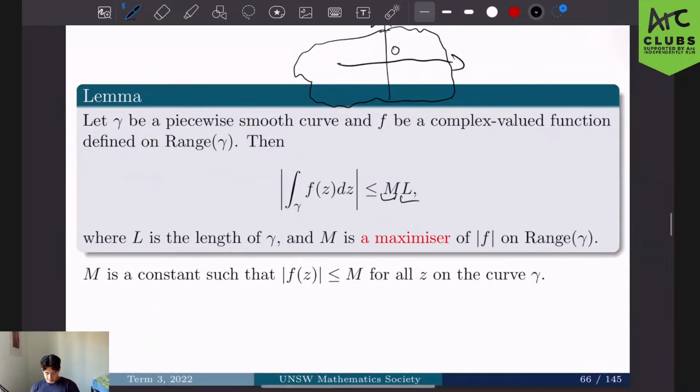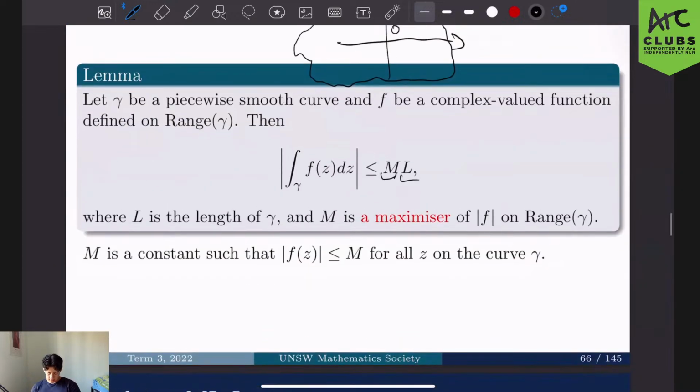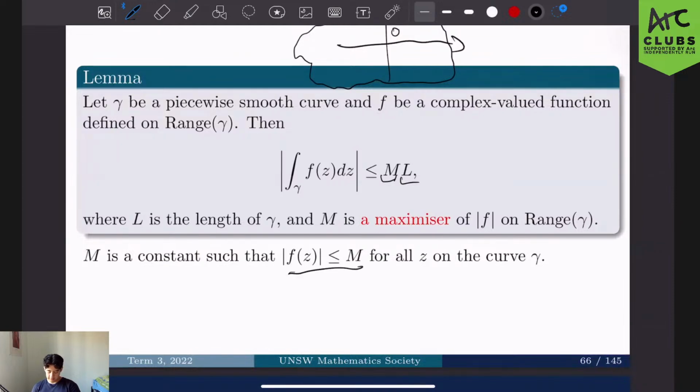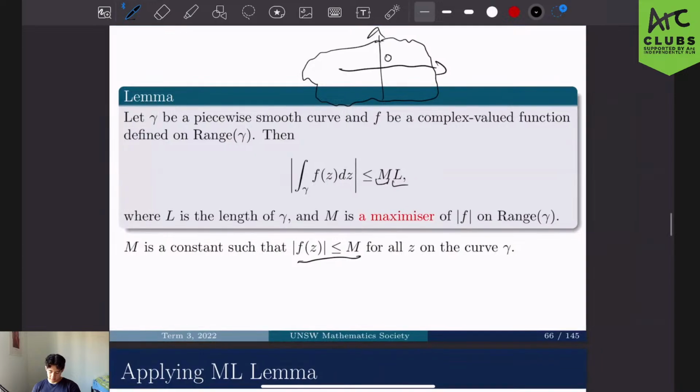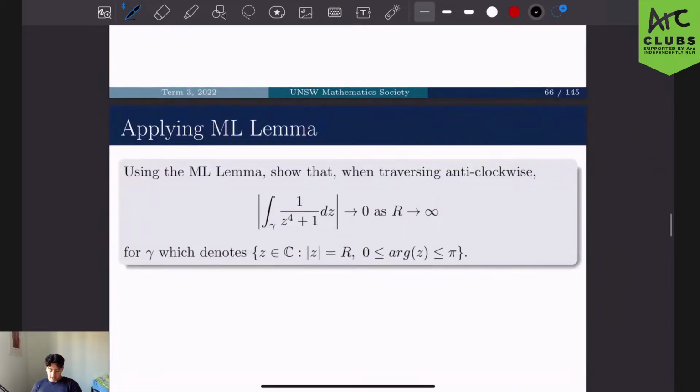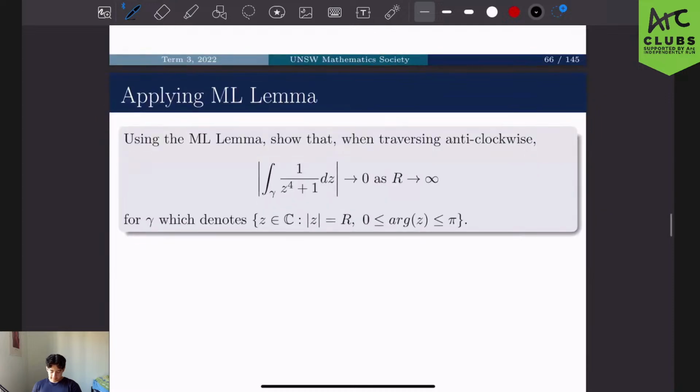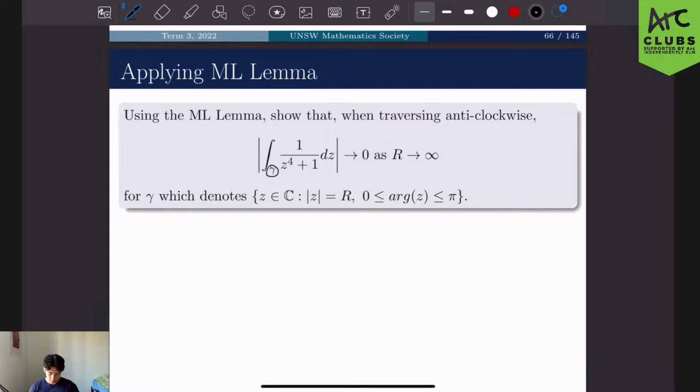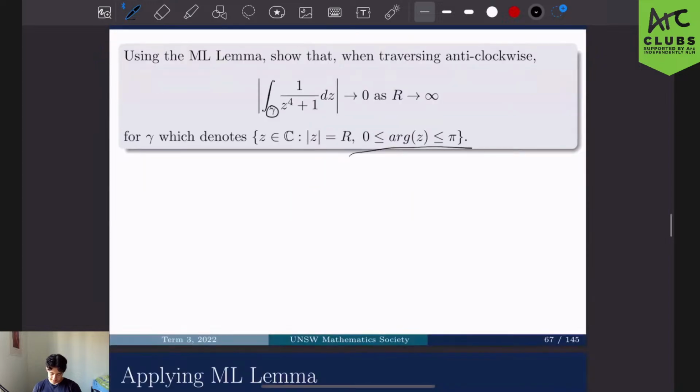Alright, so M is like the largest value of the modulus on the curve. Now we're applying this, showing that when traversing anti-clockwise, this will approach 0 as r approaches infinity, where r is the radius of this semicircle. This is r, the radius, and it approaches infinity.